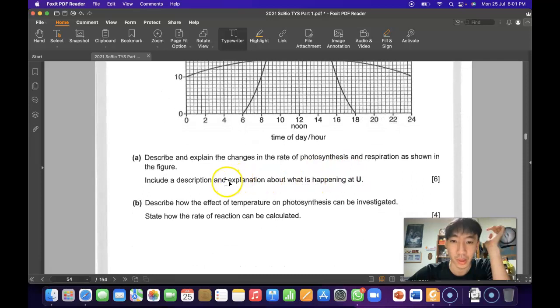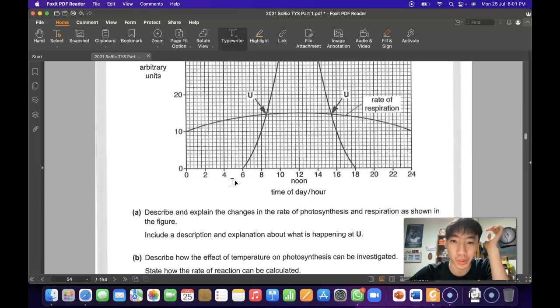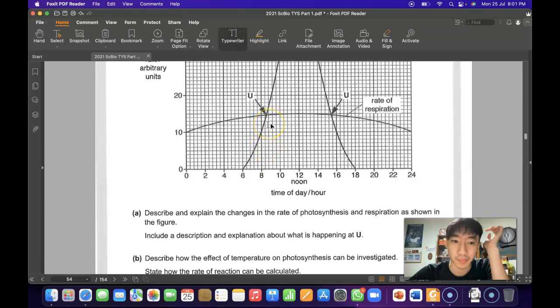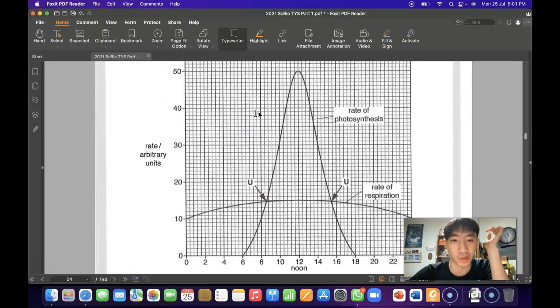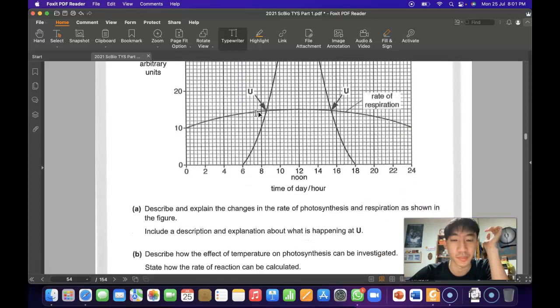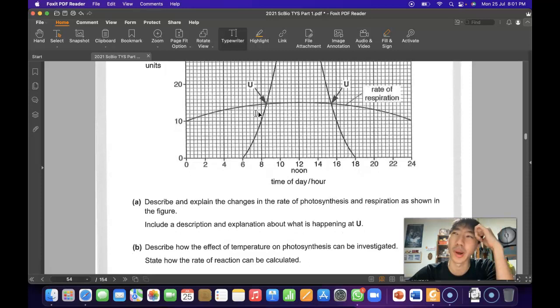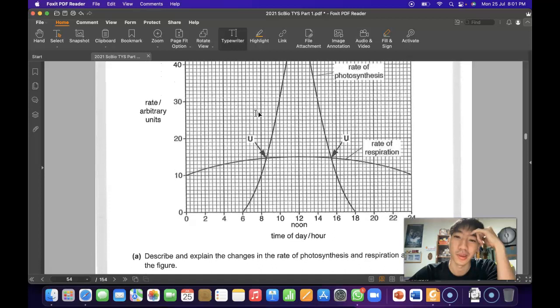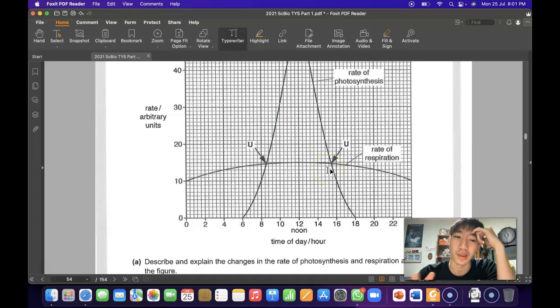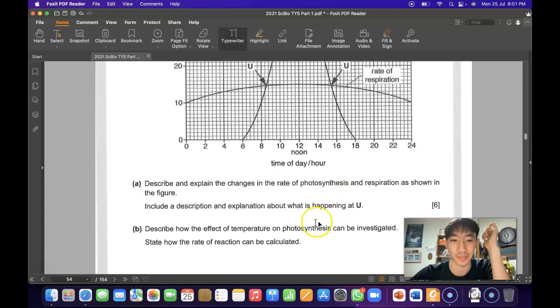Okay, so the explanation why it is happening at U is because, what are they even asking for? It doesn't matter. Just write that U is the point at which the rate of respiration is equal to the rate of photosynthesis. If you want to write why it is equal? Oh, weird question. It's equal because they are intersecting. Yes, I think that's what they want. It's because the lines are intersecting. Okay.